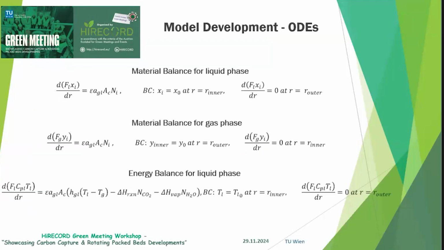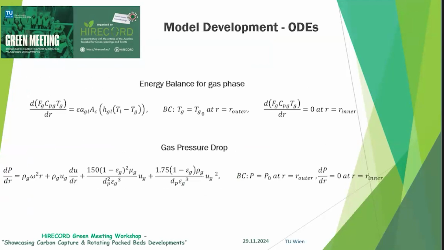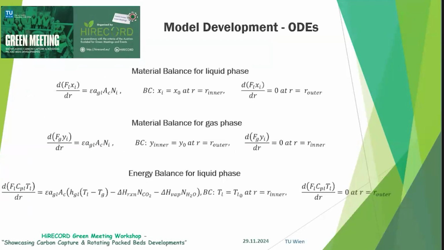A set of 5 ordinary differential equations forms the foundation of our model. Material and energy balance equations, as well as the pressure drop equation, as you will see later, form the foundation. We have here the energy balance for the liquid phase, where we account for the critical term of the enthalpy of reaction in the absorption, while the heat transfer between the liquid and the gas phase, along with enthalpies of condensation or vaporization, occurs inside the process.